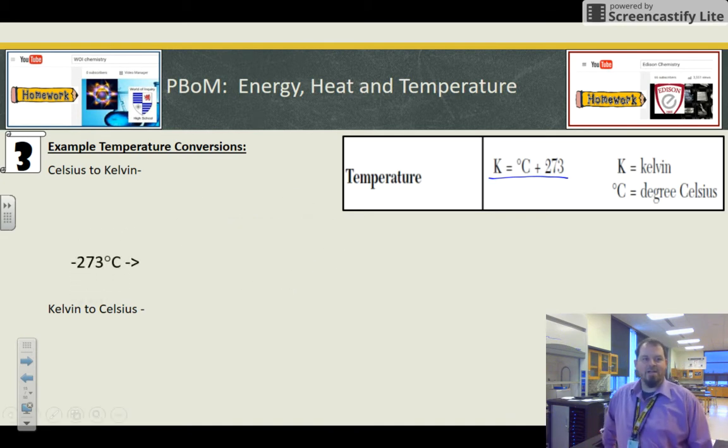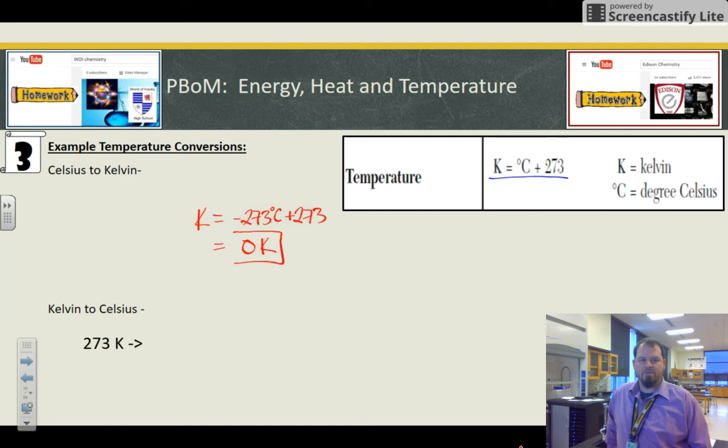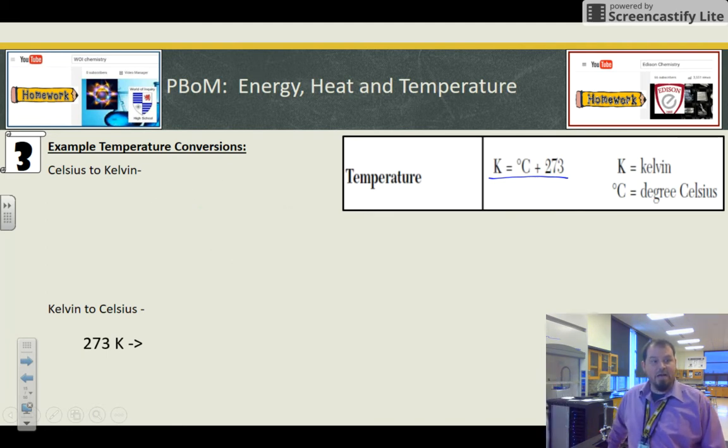Now is where things get a little crazy. Negative 273 Celsius. Negative 273 plus 273 gets us to 0 kelvins. That is absolute zero. Good call. Now we can go the opposite way.